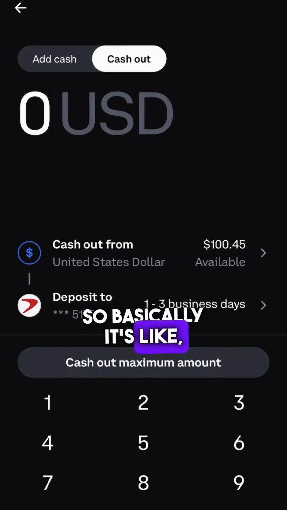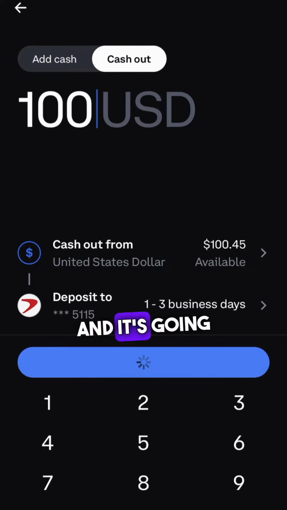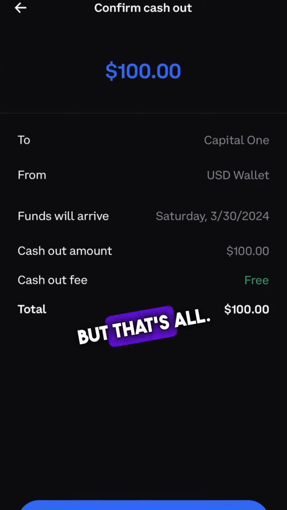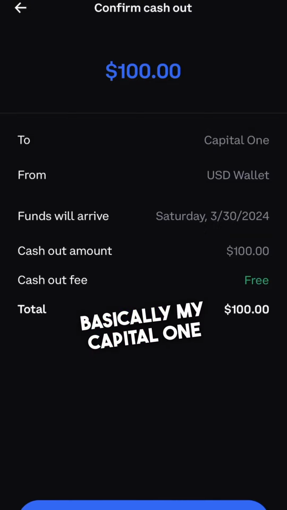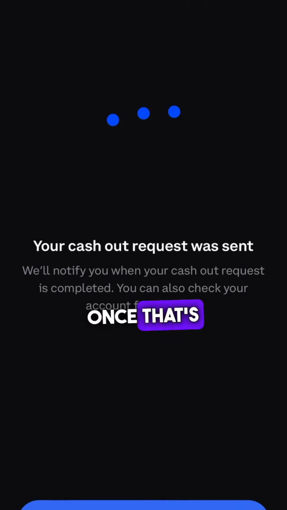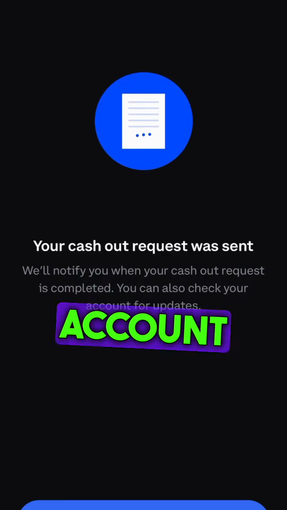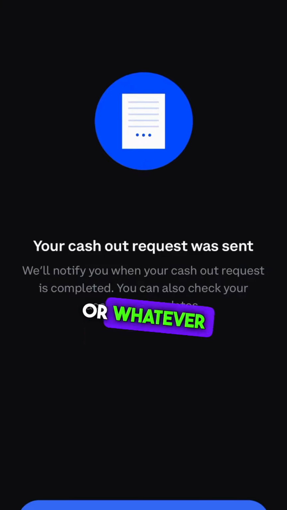Basically I'm gonna deposit to my bank account. So let's say this is $100. I want to preview cash out, and it's gonna take a couple of days, but that's all. To basically my Capital One account, US dollar wallet, Saturday, and it's free, and cash out. That's all. Once that's done, your money will be deposited to your bank account, and you can withdraw or pay your credit card or whatever you want to do.